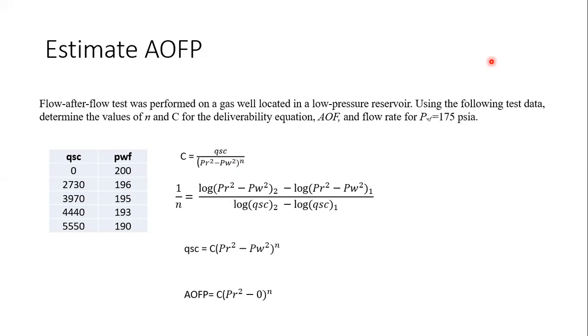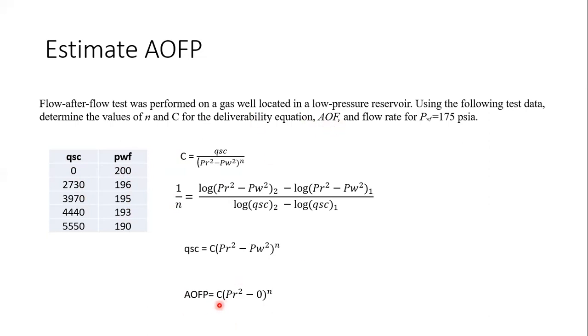And the data was given over here, that is QSC, the flow rate. The first value was observed to be 0 at PWF equal to 200, and after that the pressure started to reduce. Theoretically, we can estimate the value of AOFP, that is what they were asking.